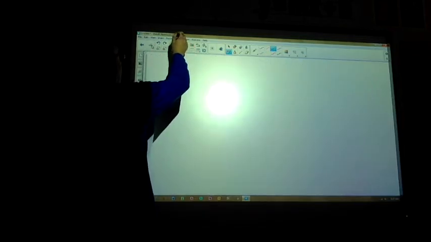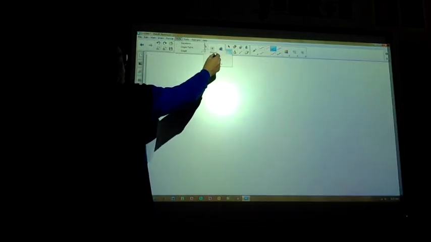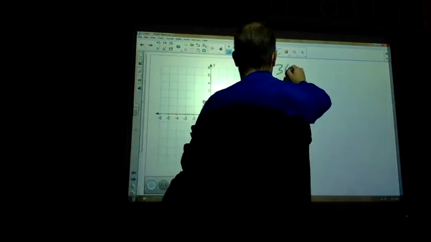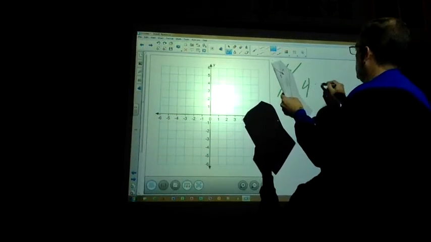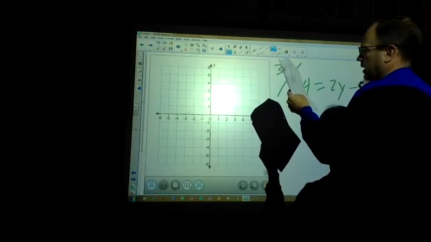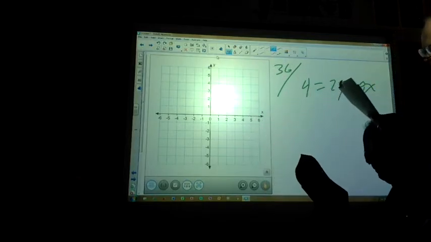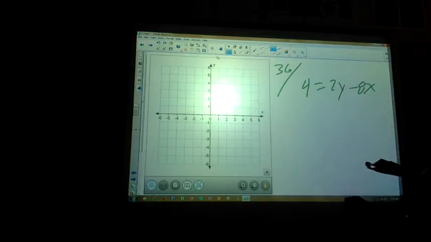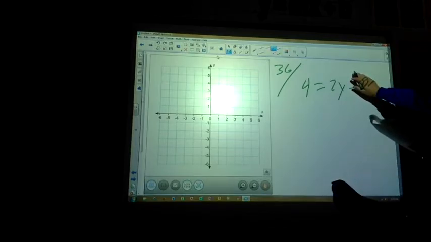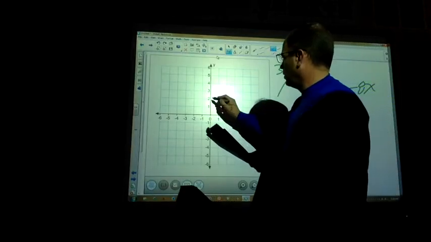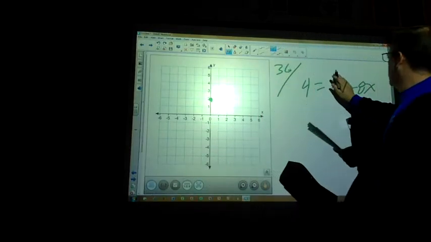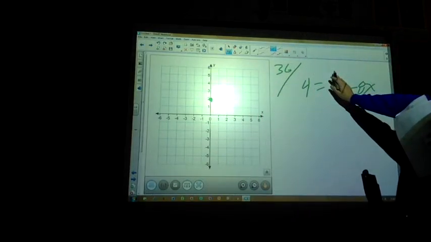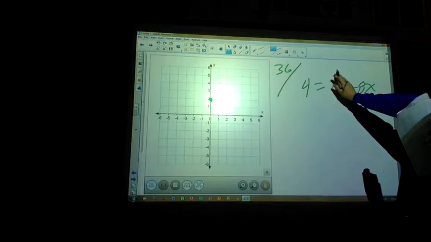36. We have 4 equals 2y minus 8x. That's kind of set up goofy. I guess we could do the cover method. If I do the cover method, our y value is equal to 2. If I do the cover method here, our x value is negative 1/2, right?